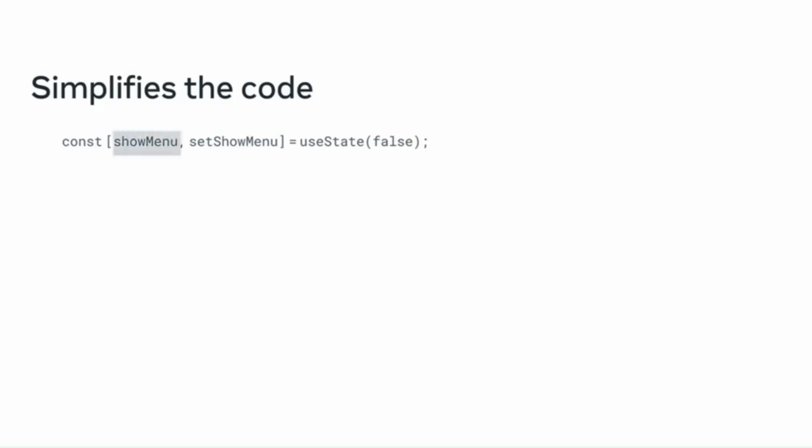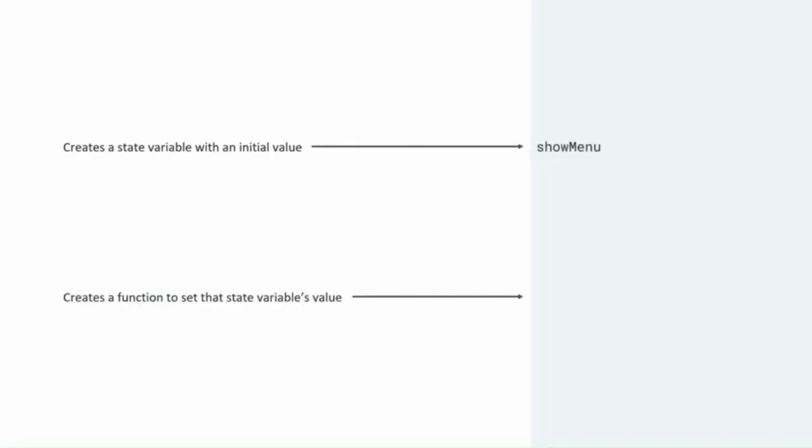The useState then sets the initial value of showMenu as false. So to summarize, calling the useState hook does 2 things. It creates a state variable with an initial value that represents the current state, which in this example is showMenu, and it creates a function to set that state's variable value, which in this case is setShowMenu. The function setShowMenu is used to update the value of showMenu by passing the Boolean value to it.